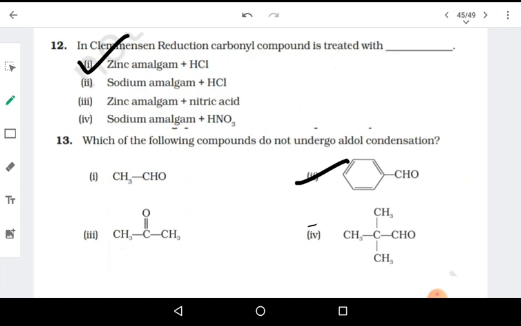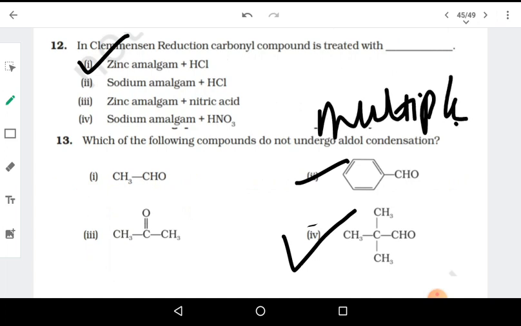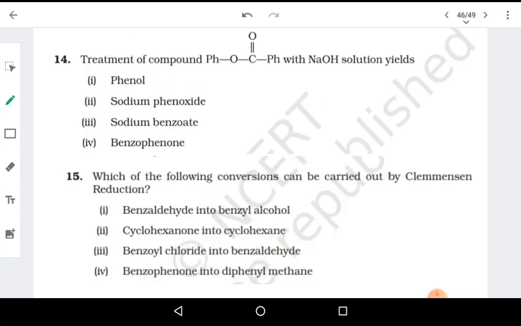What about option number 4? Option number 4 is also correct. So it is a multiple correct answer question. Option 2 and 4 is correct. Next, this is also a multiple correct answer question. You have to treat the given molecule with NaOH. So what is happening? You will get sodium phenoxide. So this side will go with H and this side will go with ONa, and we will be getting sodium benzoate also. So 2 and 3 should be the answer.